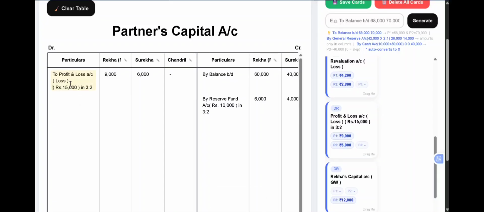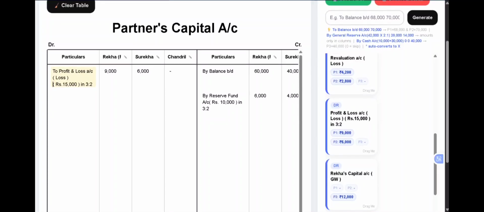Loss of rupees 15,000 should be distributed to the old partners in their old profit sharing ratio, that is 3:2. So 15,000 into 3 by 5 will be 9,000 for Rekha, and 15,000 into 2 by 5 will be 6,000 for Surekha. So we have distributed all the entries to the old partners. So now next we have to distribute the revaluation account balance.